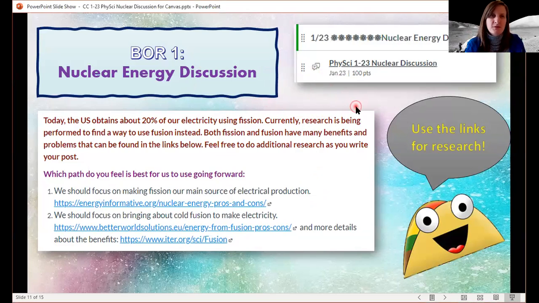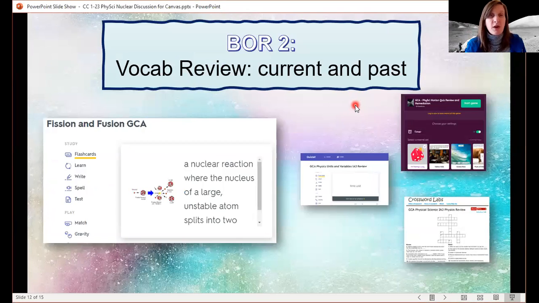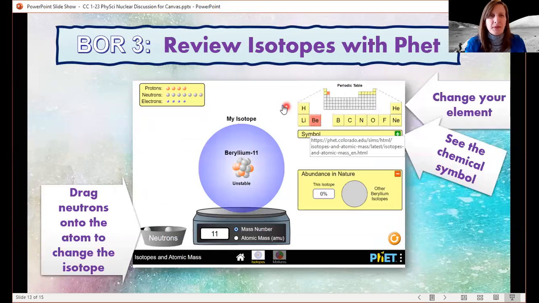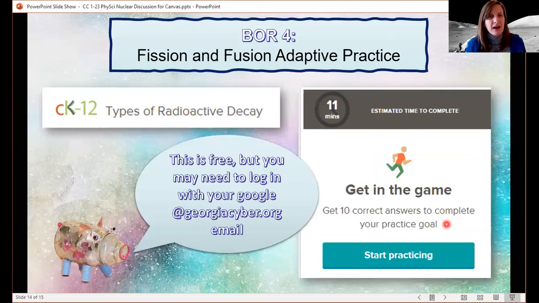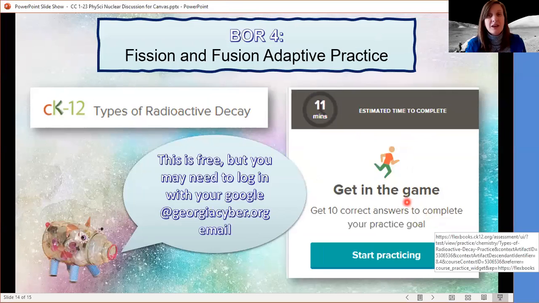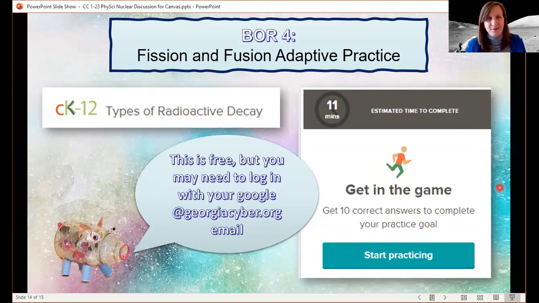So these would have been breakout rooms we would have used today. If you want to go back and review some current and past vocab, maybe for tomorrow's vocab quiz, might be good. Practice with isotopes. This is a great PhET practice of the periodic table and elements, neutrons. And then this is a great little game that could help you with understanding the fission and fusion. It's adaptive, so if you get them right, it gets harder. If you get them wrong, it gets easier, so that it helps you to learn. Kind of like, I don't want to mention those math tests, anyway.